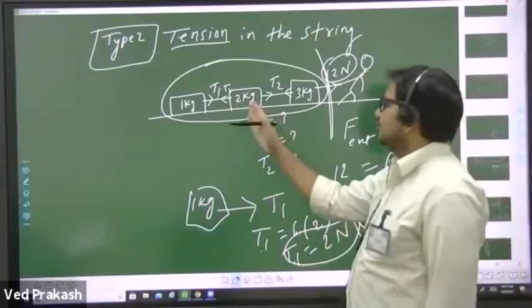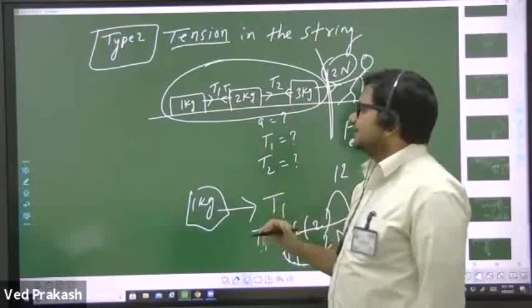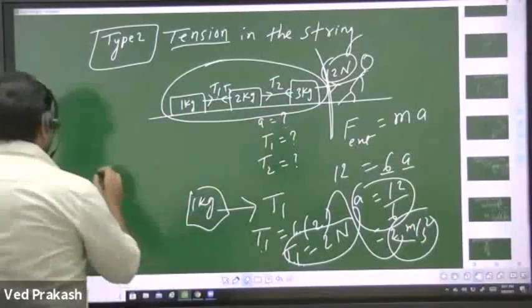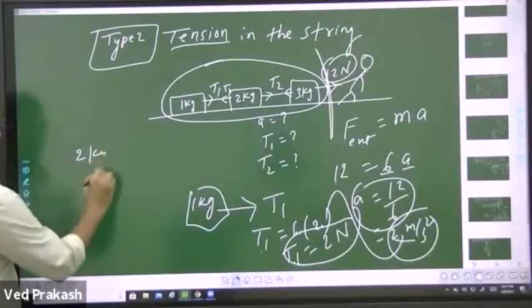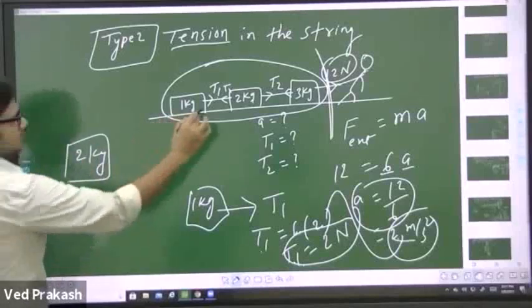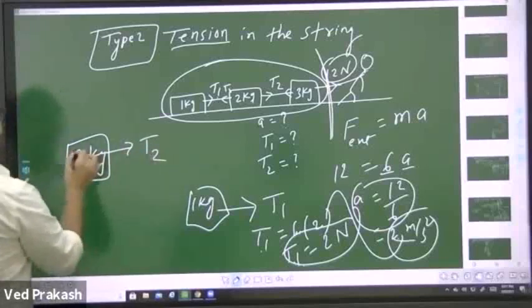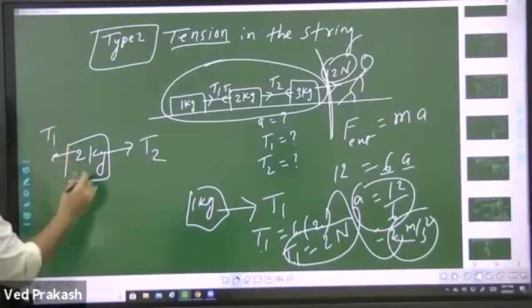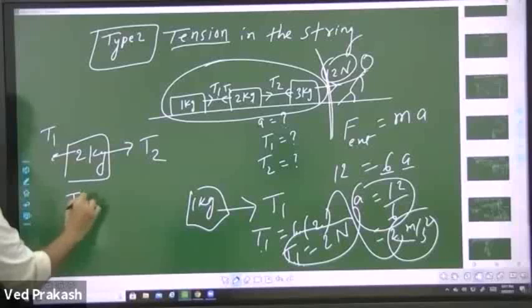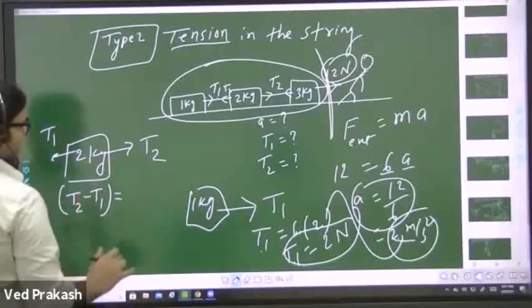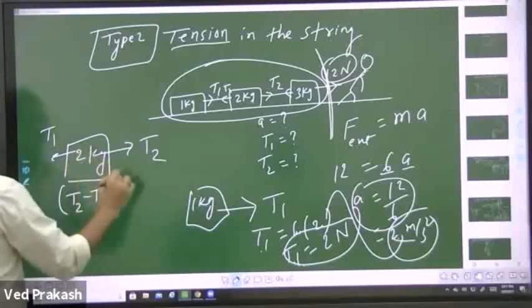To find the tension force acting between the 2 kg and 3 kg blocks, we will draw the free body diagram for the 2 kg object. The rightward force acting on this 2 kg block is T2 and the leftward force is T1. So the total force acting on this block is T2 minus T1, and according to Newton's second law, the total force acting on any block is equal to mass into its acceleration.